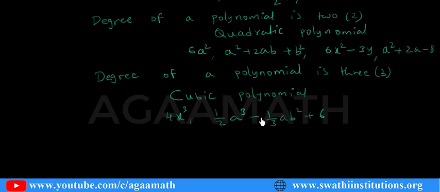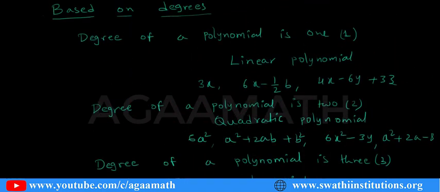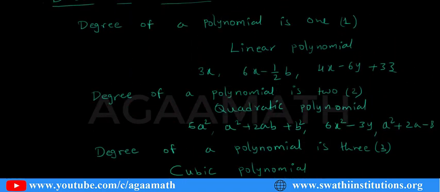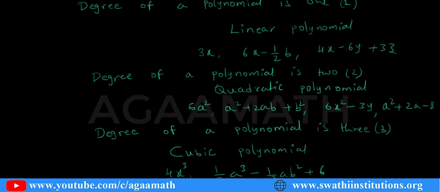But at the school level, up to the 10th standard, mostly we use these three types of polynomials: linear polynomial, quadratic polynomial, and cubic polynomial. These are the different types of polynomials based on degrees. If you go through all these, you will find it very easy to understand polynomials. These are the types of polynomials based on terms and based on degrees.